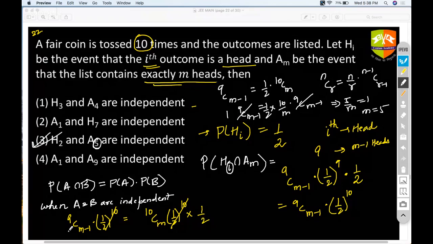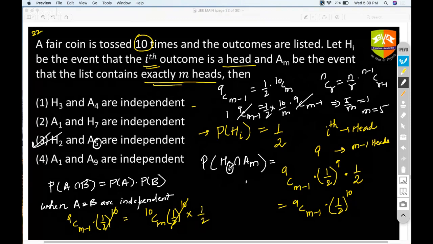Which part, Purvik, did you not understand? See, I'll repeat the entire process once again. First of all, P(Am) is clear. That means if you want to get exactly m heads out of 10 throws, it will be a case of binomial distribution. Correct? And getting a head on the ith throw would be just half. That's also understood. So P(Am) and P(Hi) are clear.